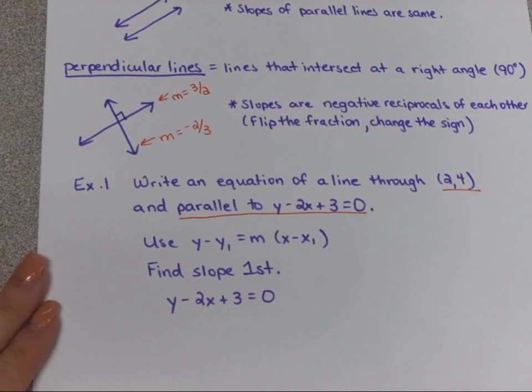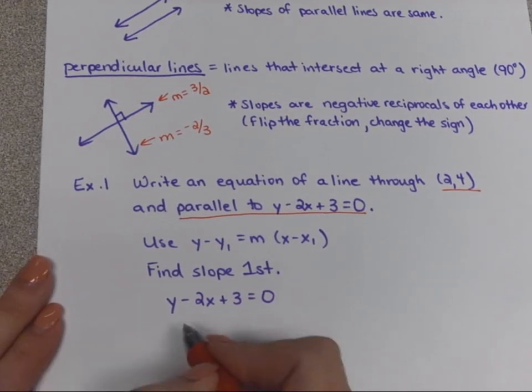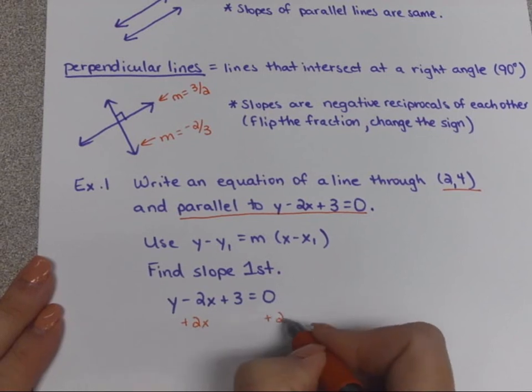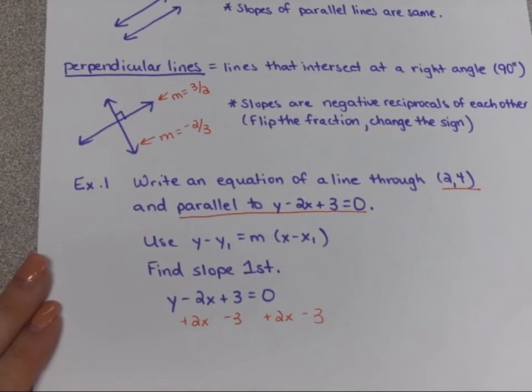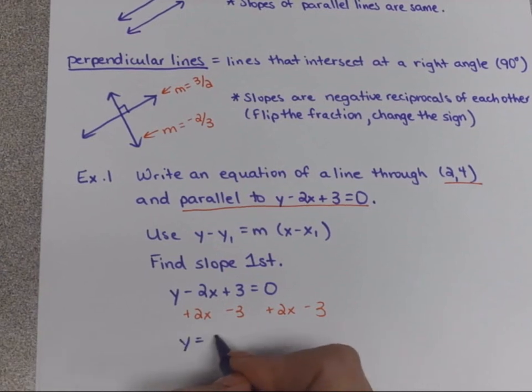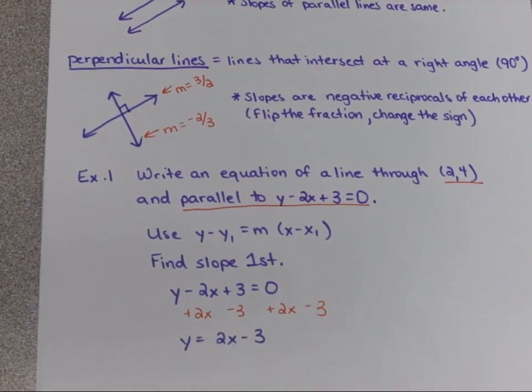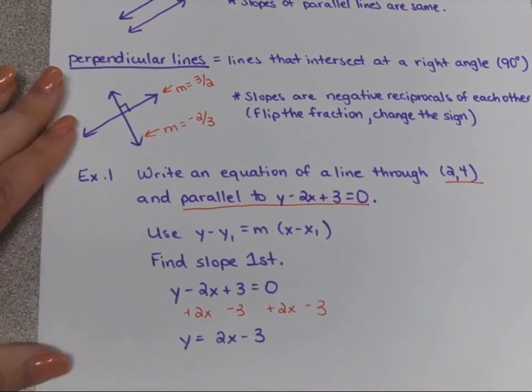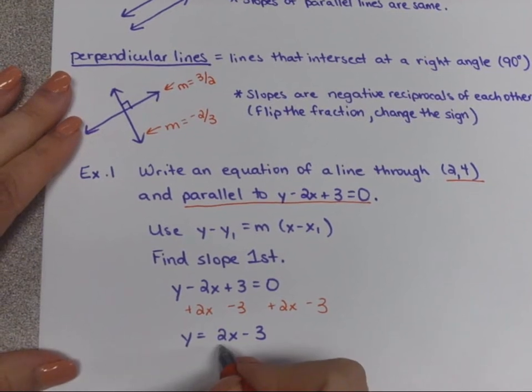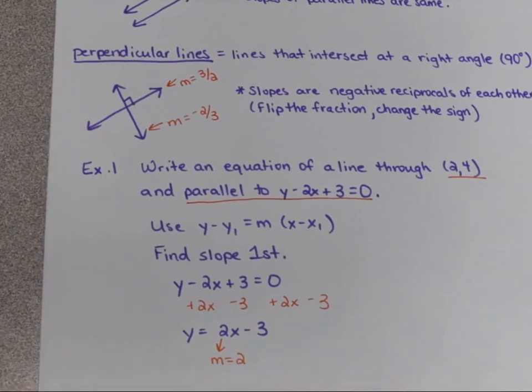And that's not too hard to get on this one. We don't even have to divide by anything. We could just add 2x to both sides and subtract 3 from both sides. Notice we'll get y equals 2x minus 3. That's not my answer. That's just what this other line's equation is. So what do I want to pull from this? The slope here is 2. And since I have parallel lines, what does that mean? It's got to be the same. So the parallel line to this one also has a slope of 2.